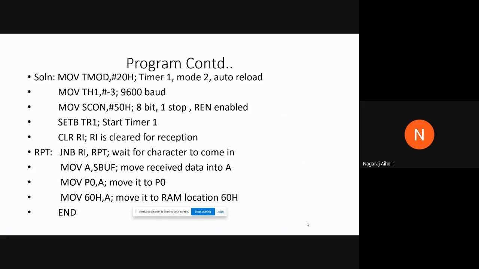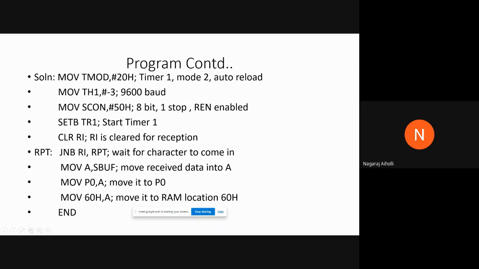Then MOV P0, A. That is, I am moving the value in the A register into port P0. This will be sent in parallel; all the data bits will be sent to port P0 at the same time. Then they have also asked to store the same received value in RAM memory location 60H. I am using the instruction MOV 60H, A, that is, move it to RAM location 60H. Then the last instruction is END.